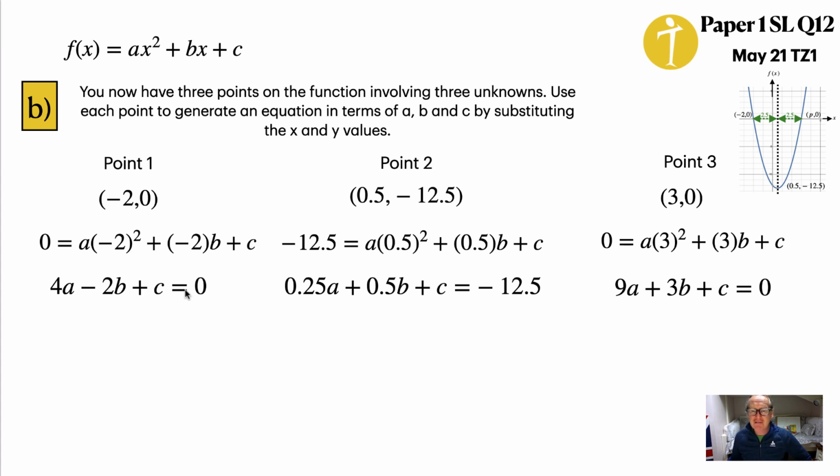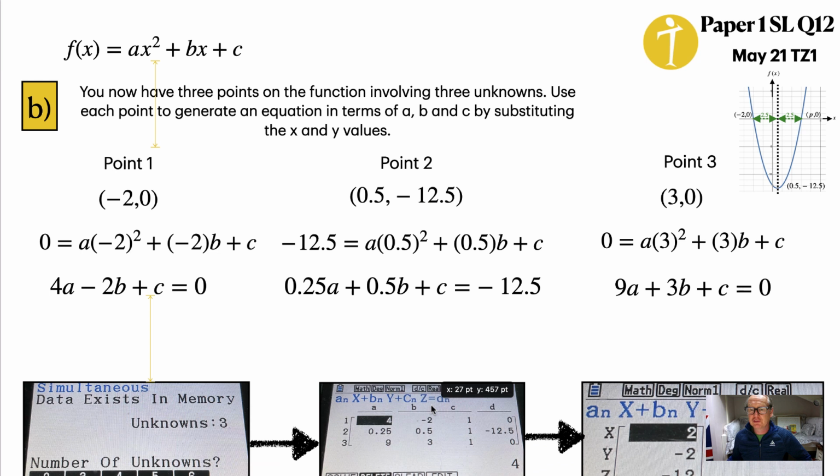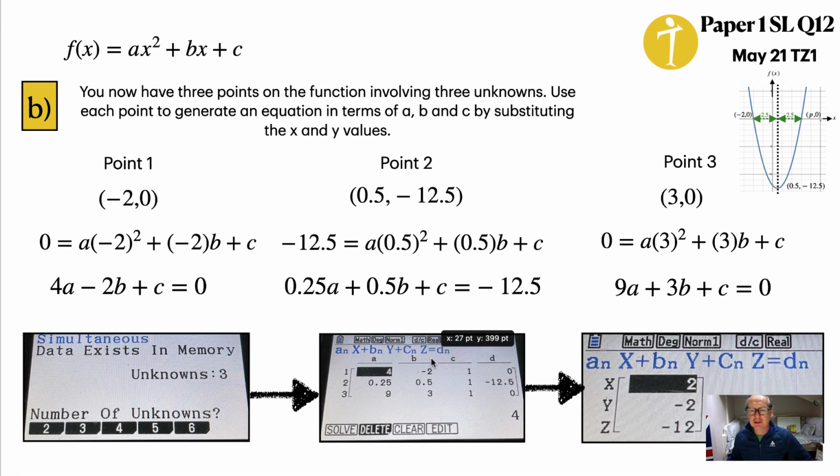So now I have my three different equations that relate a, b and c together. Now this I can put into my graphical calculator to solve a system of three simultaneous equations. Whichever calculator you've got, it all works in a similar way. You need to choose the number of unknowns. So I'm going to have three unknowns in this case.